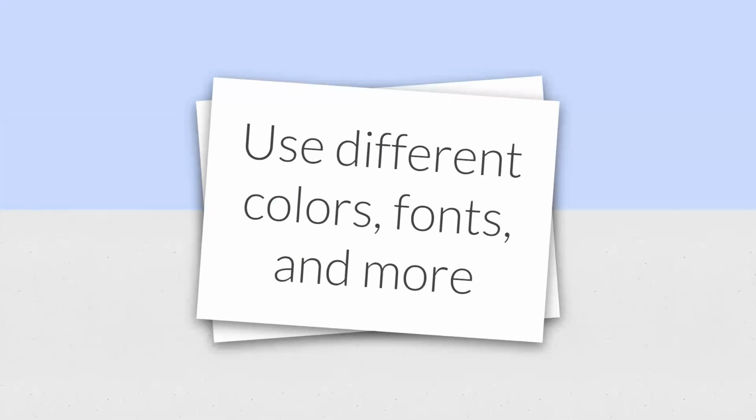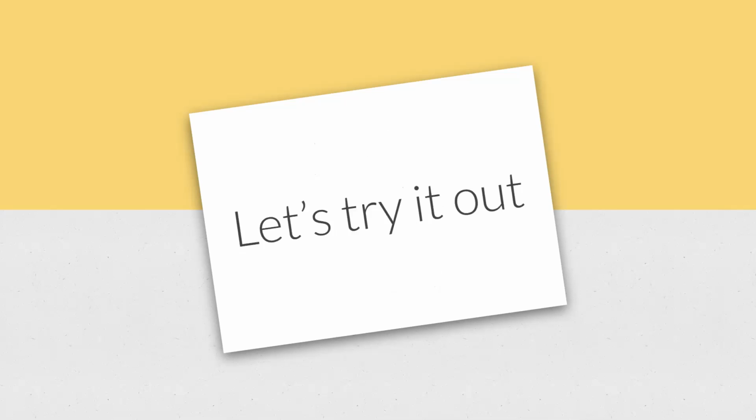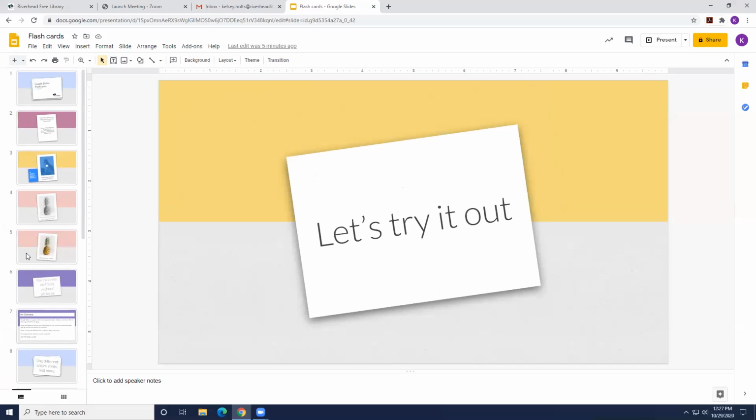Here is another example of using a different background color, and we'll be using the present key to study. So let's try it out. First, I'm going to exit this presentation, which now you can see, and we're going to start from the beginning.